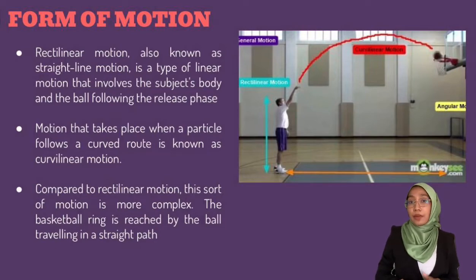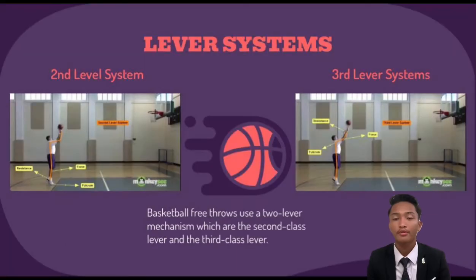The basketball ring is reached by the ball traveling in a curved path. We move into the lever system. Free throw in basketball uses a two-class lever system mechanism, which are the second-class lever system and the third-class lever system.